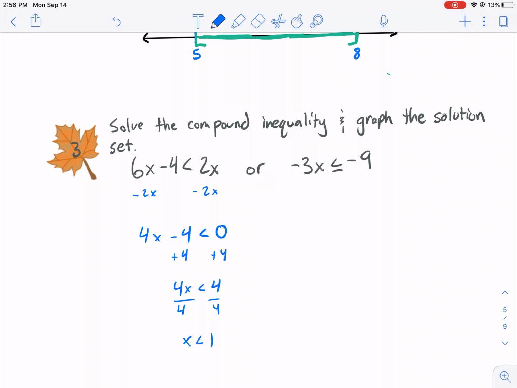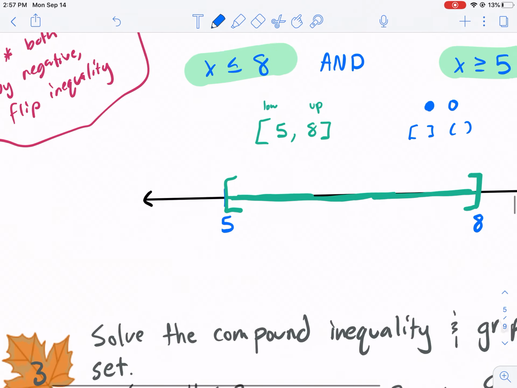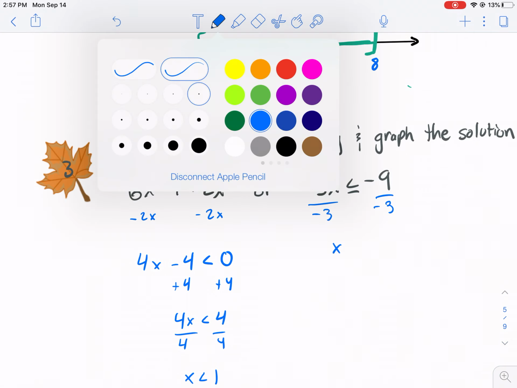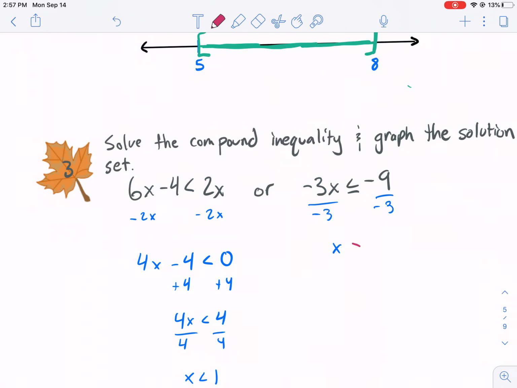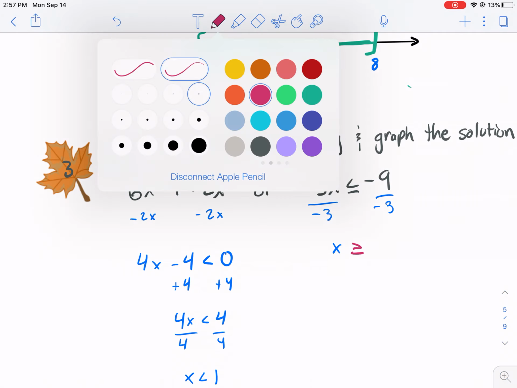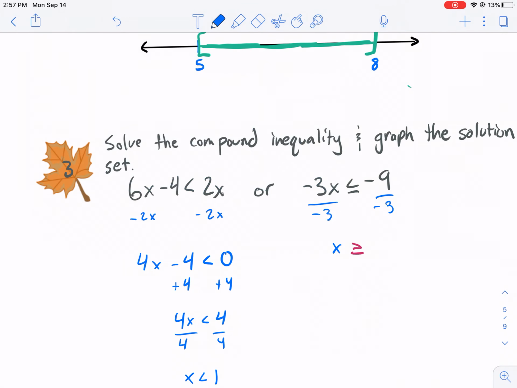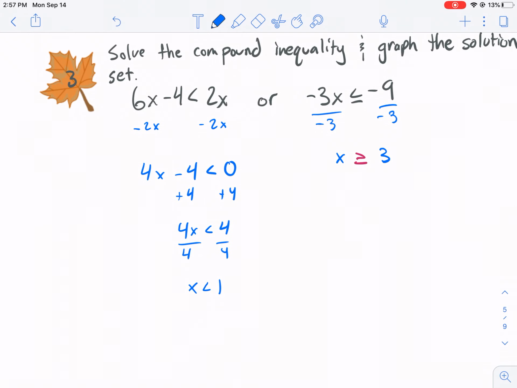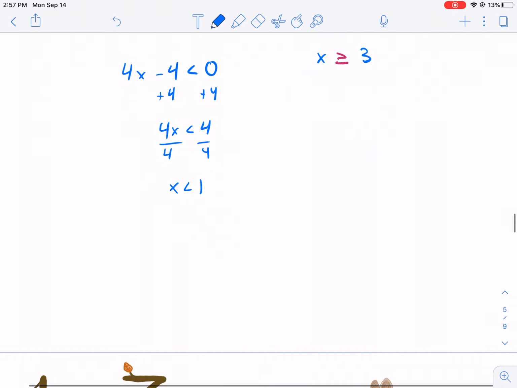Now I need to do the second one. Obviously here I'm going to divide by negative 3. My alarm's going off because I divided both sides by a negative. So I'm going to flip the sign. I'm going to change the color just so you know I flipped the sign. And I get x is greater than positive 3. Negative divided by negative is a positive, so x is bigger than positive 3, or x is less than 1. Okay? This time we're going to graph both.